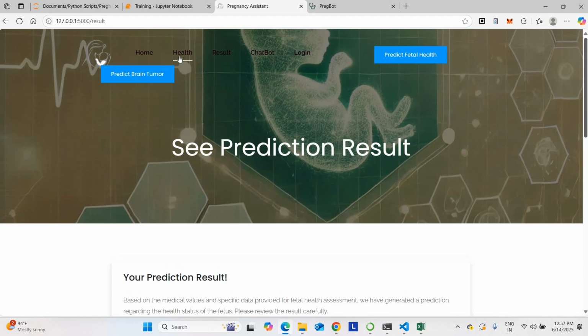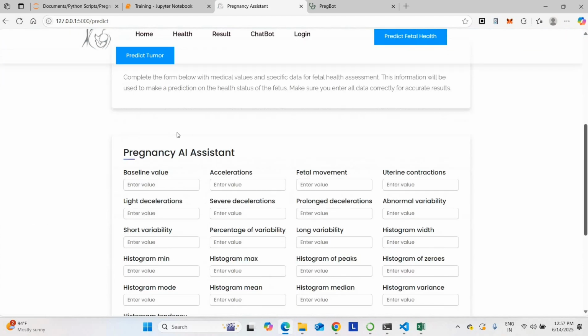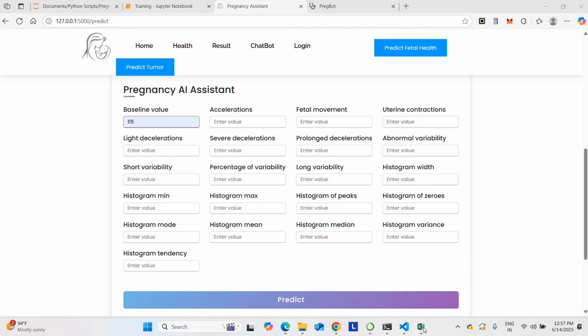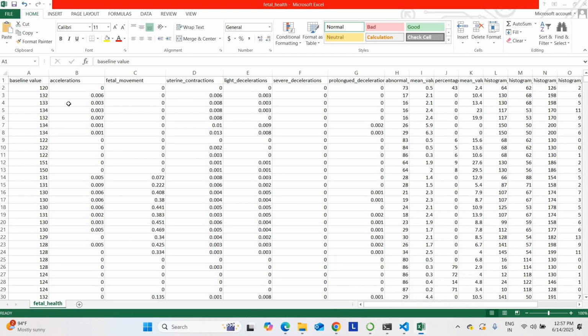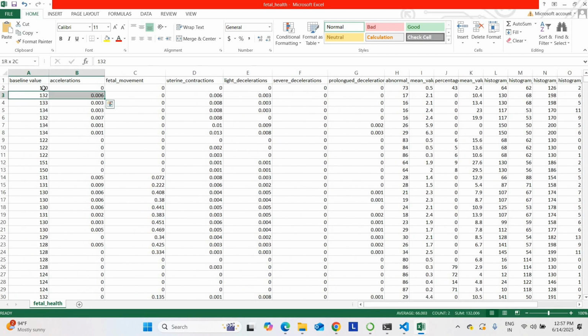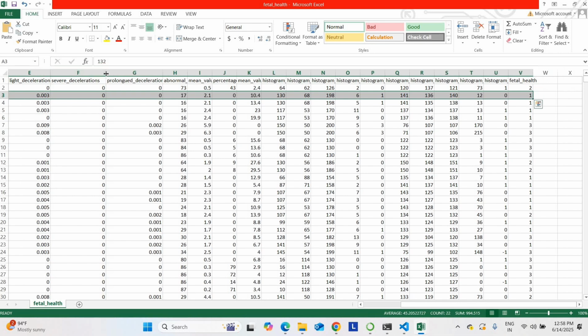I can give another data. Go for the fetal health. I can feed another data now. For another data, I can take the values from here. So this data I can take. Just a minute. This row, I can take this row just now.